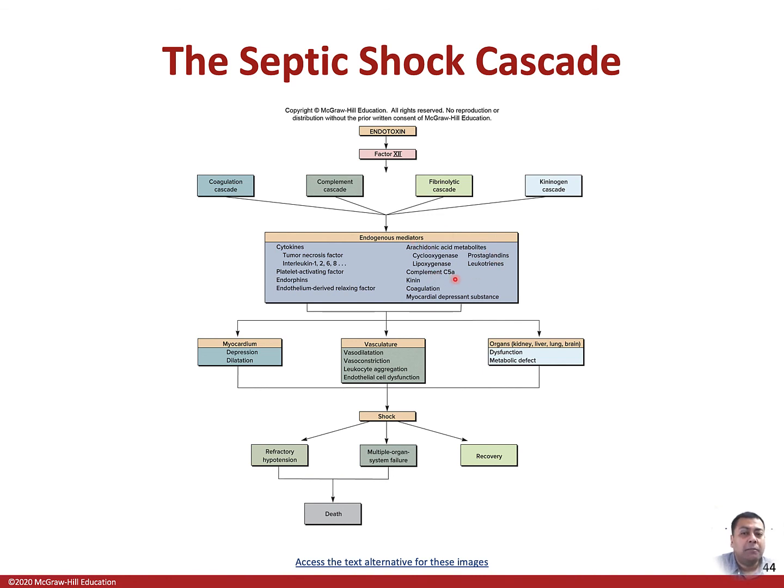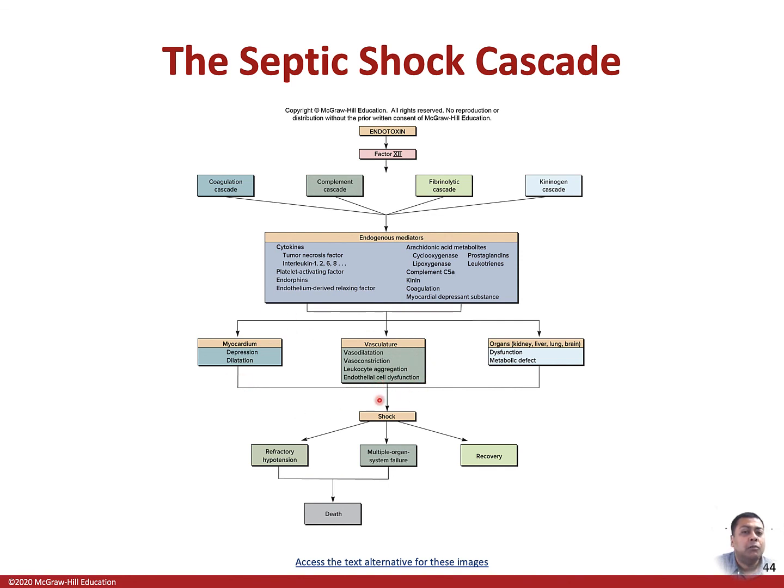Then you have complement C5a, which will also cause different types of cascade reactions, not going into the detail. Kinin coagulation will be caused by the fibrinolytic cascade, and also myocardial depressant substance will essentially reduce the beating of the heart. So you can see that this coagulation inside the blood vessels will basically cause the circulatory collapse. So you have myocardial depression and dilation, and the vasculature, vasodilation, constriction, leukocyte aggregation, endothelial cell dysfunction.